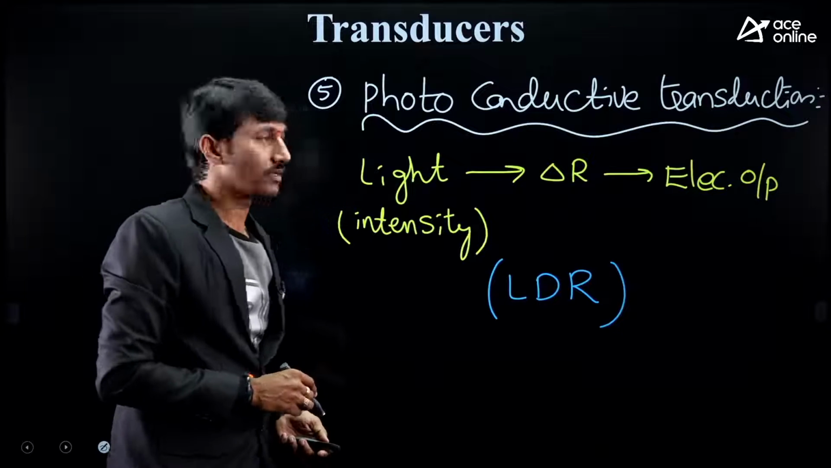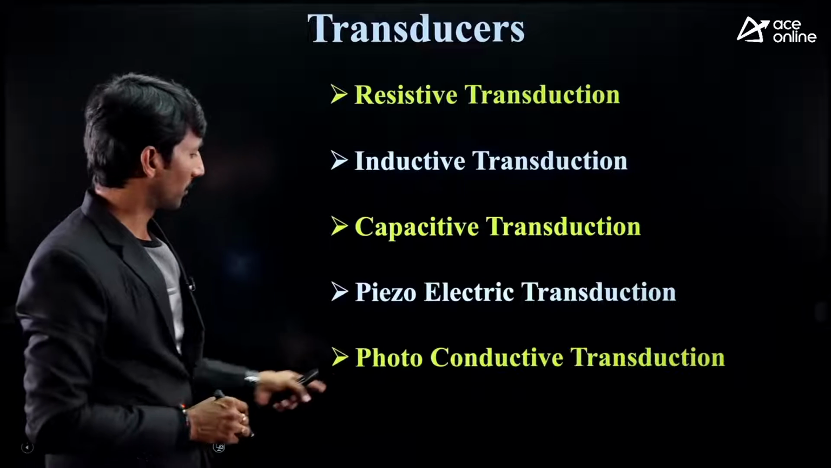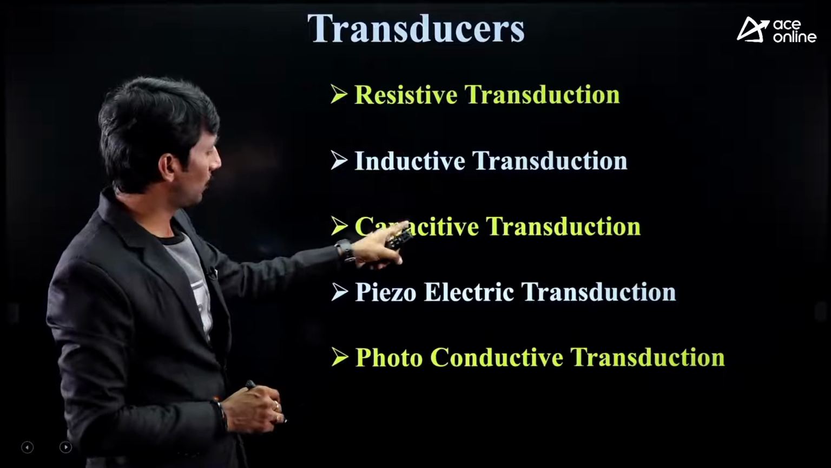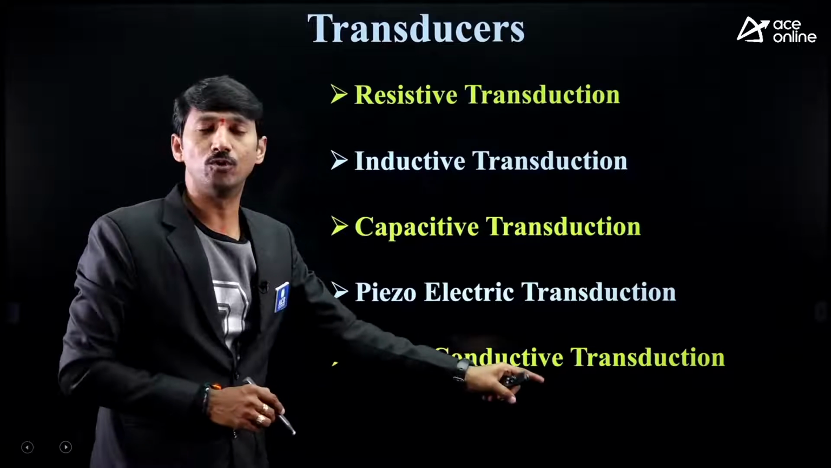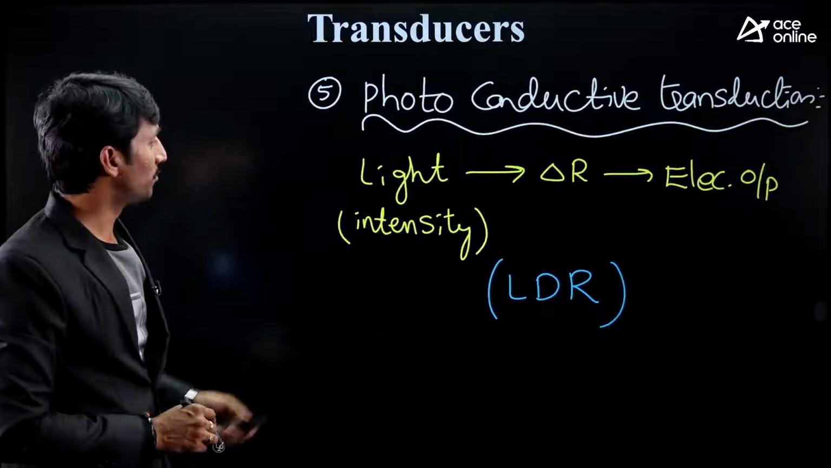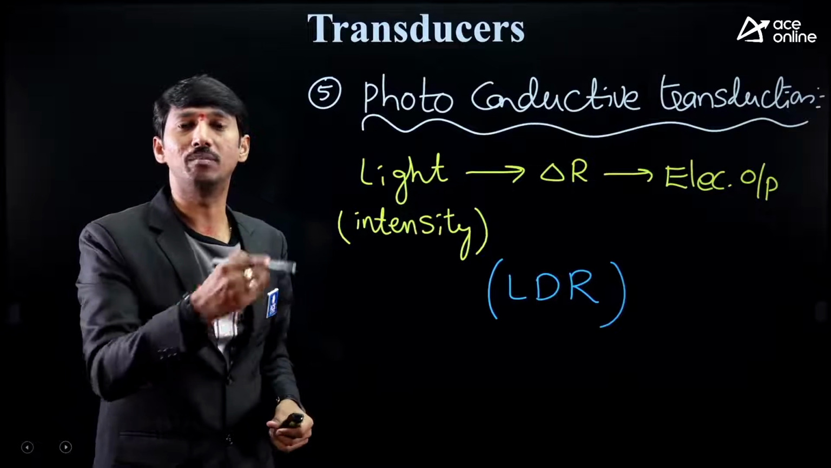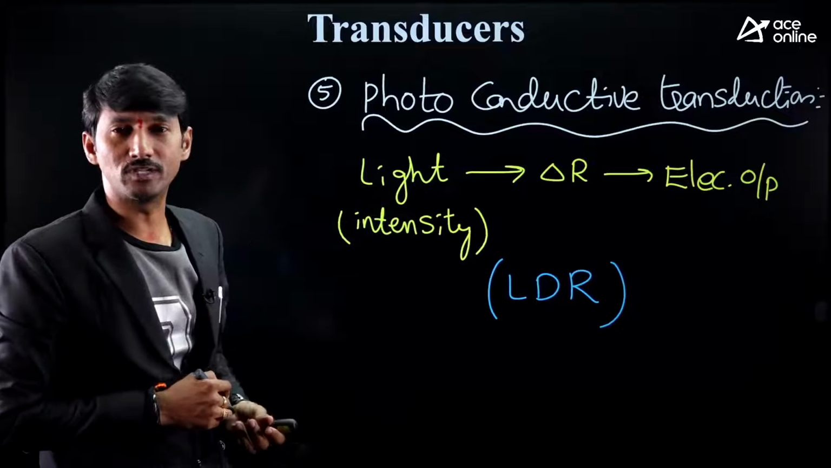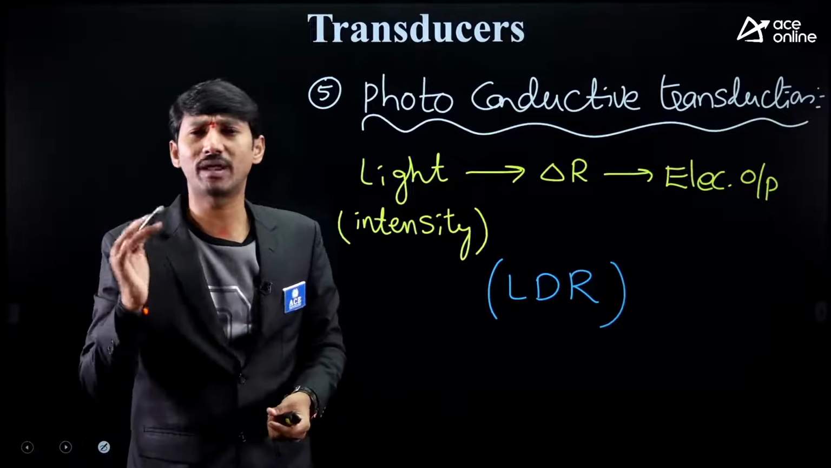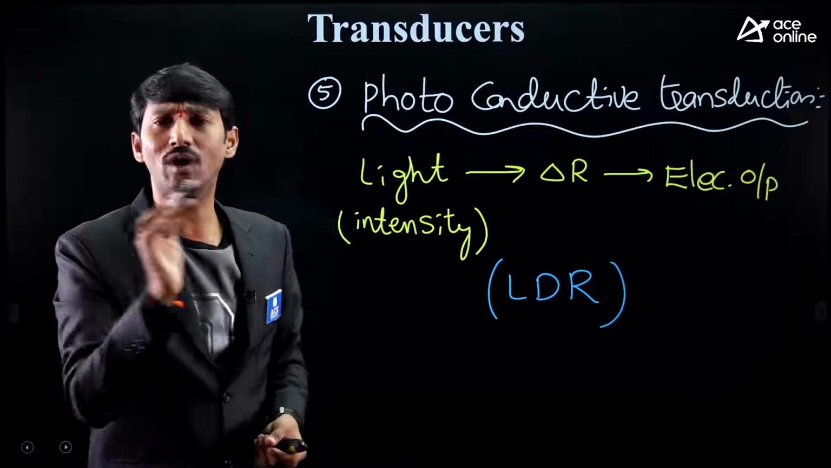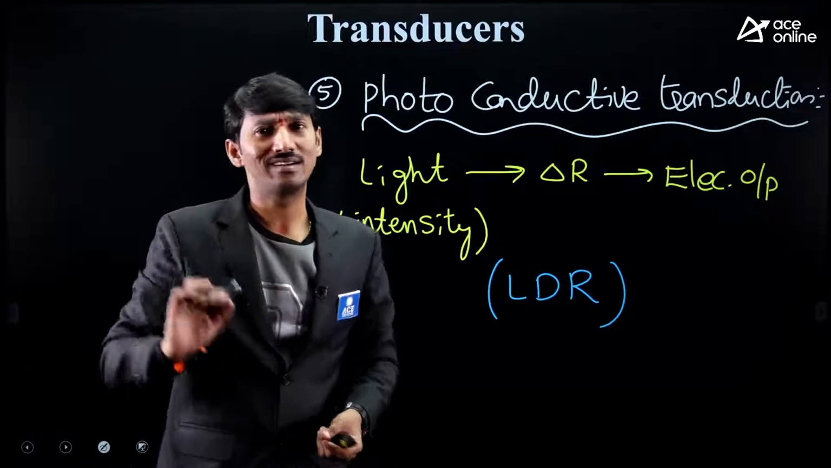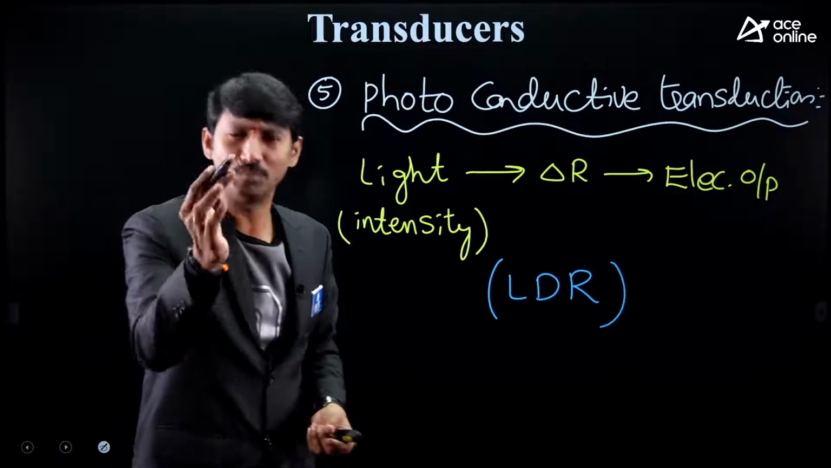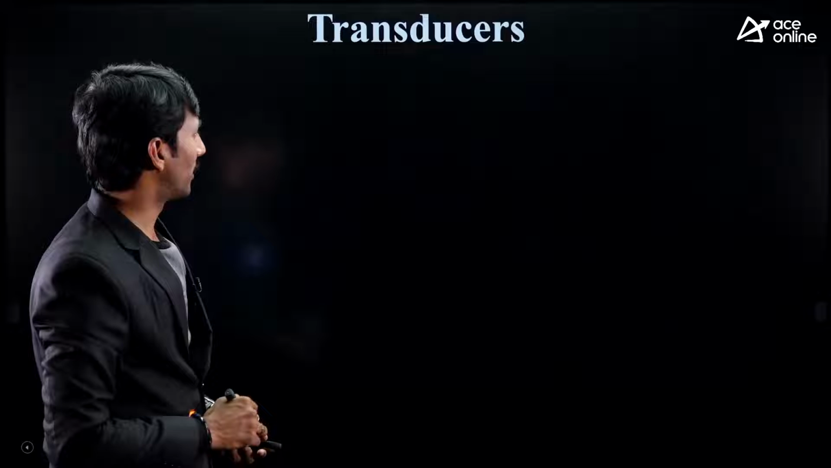Clear? Now, just go back once. Here, all resistive, inductive, capacitive, piezo and photoconductive. So simply, LDR, light dependent resistor, we can say. This is transduction principle. After that, very, very simple: primary, secondary, passive, active, analog, digital, transducer, inverse transducer. Let us have that also.